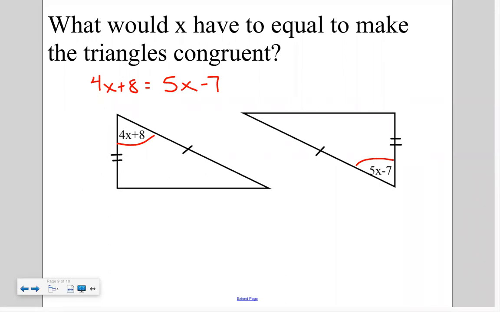We're going to subtract 4x from both sides. 5x minus 4x is x. Add 7. 8 plus 7 is 15. So we get 15 equals x. That's what we're looking for. What would x have to equal? Well, if x equals 15, these two angles will be equal to one another. Right? Now, if we could figure that out, I think it's 68. 4 times 15 is 60 plus 8, 68. 5 times 15 is 75. 75 minus 7 is 68.